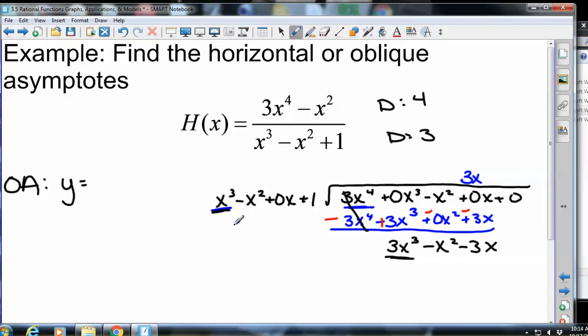What's 3x cubed divided by x cubed? 3. That is all you need. You can stop. So it's just y equals 3x plus 3. So you have to do the long division, but you are only getting the x term and the constant term. You don't have to keep going and find your remainder.